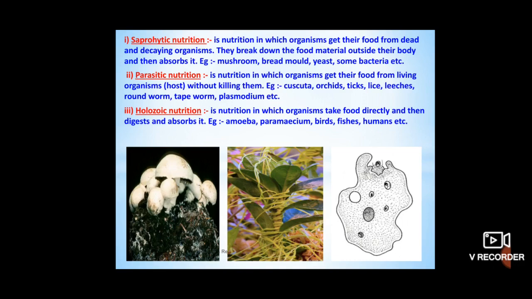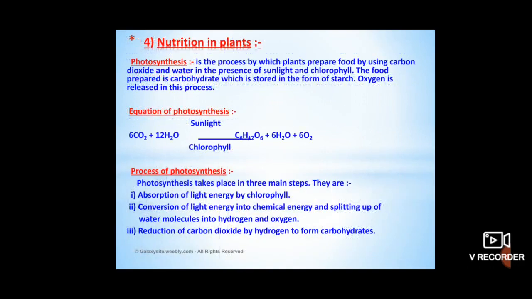Right now, students? Yes. Now we move on to the next topic, that is nutrition in plants. How does nutrition take place in plants? How do plants get their food? Already we know that plants prepare their own food by the process of photosynthesis. Because of photosynthesis only, plants have the capacity to prepare their own food.